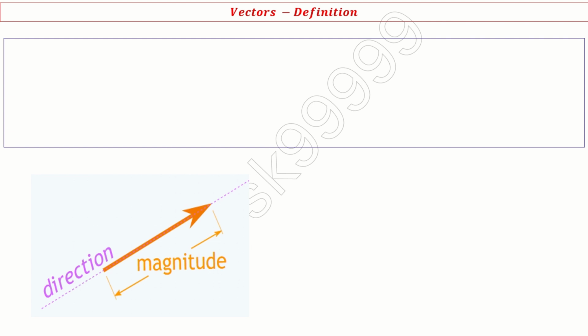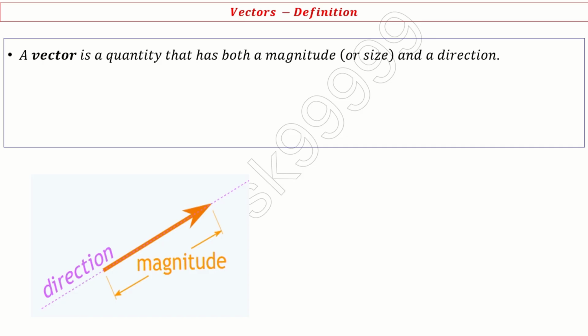If I am walking towards east, then you can say that this is a vector quantity. If you are just walking, then you cannot tell that it's a vector. As simple as that. If you are calling something a vector, then it should be associated with some direction. That is most important. A vector is a quantity that has both magnitude and direction.